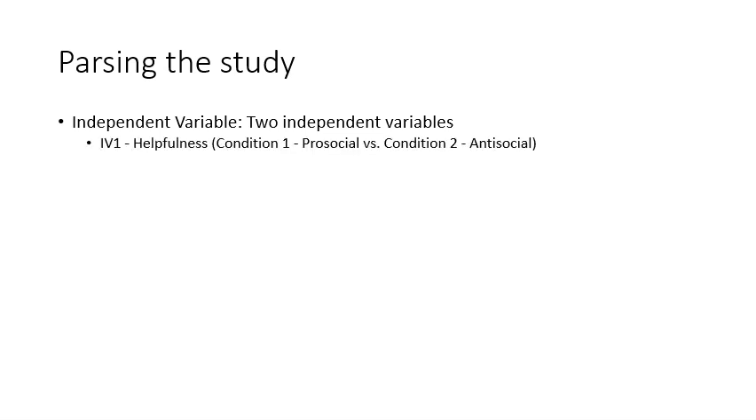This slide shows the primary thing you'll be asked to do as you read through experiment 2, which is to parse the study. First off, let's identify the independent variable. In this case, I think there are 2 independent variables. First, independent variable 1, we had helpfulness. Condition 1, pro-social puppet, versus condition 2, the antisocial puppet.